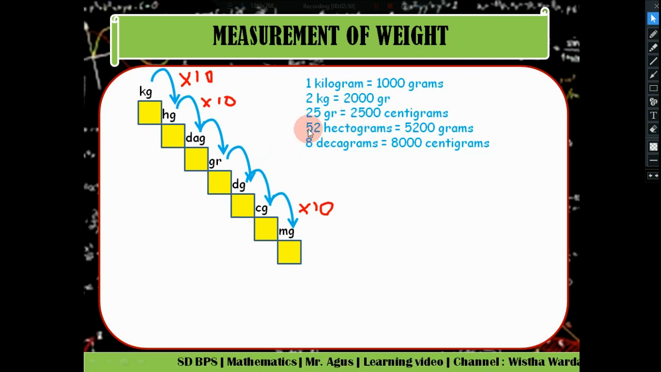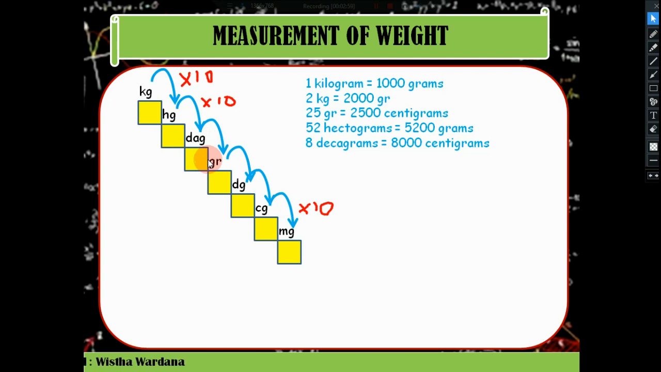And then for hectogram to gram, you have to move down 2 steps. So 52 hectogram multiplied by 100, you will get 5200 grams. Similar to the last example, if we have 18 decagram, convert into centigram, you have to move down 3 steps from decagram to centigram. So you have to multiply 18 by 1000 and you will get 18000 centigram.